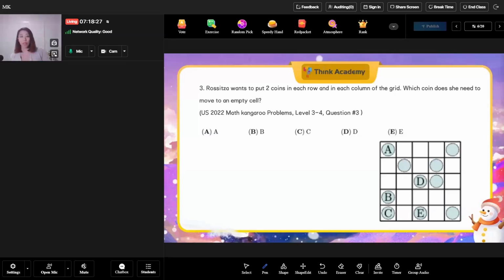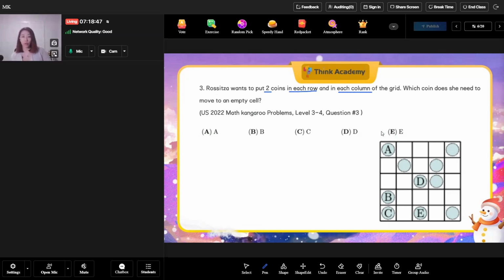Okay, guys, let's take a look at this question. Rosita wants to put 2 coins in each row and each column of the grid. Which coin does she need to move to an empty cell? Okay, so we have a 5 by 5 grid and we have lots of coins. So how do we find out which coin we need to move?